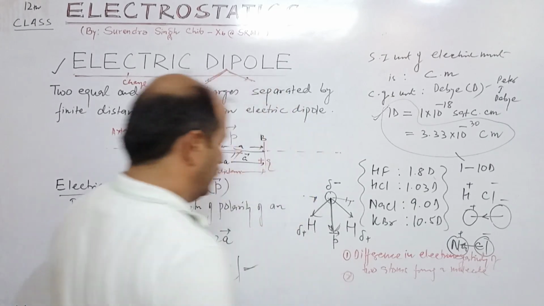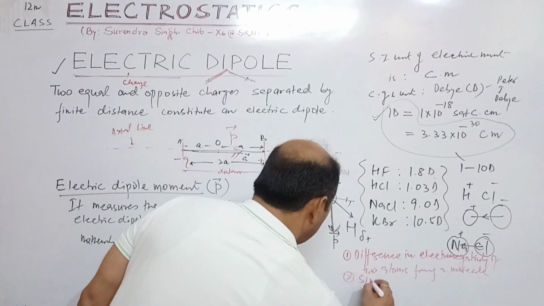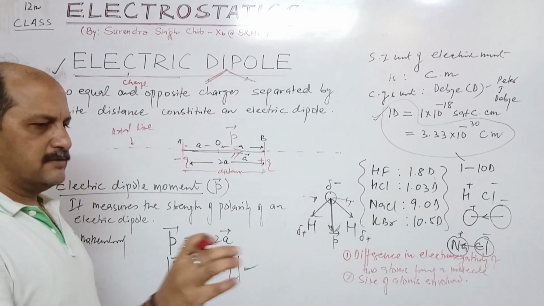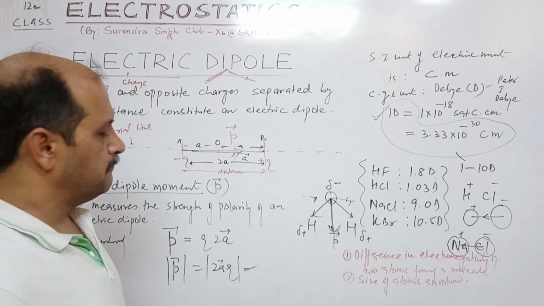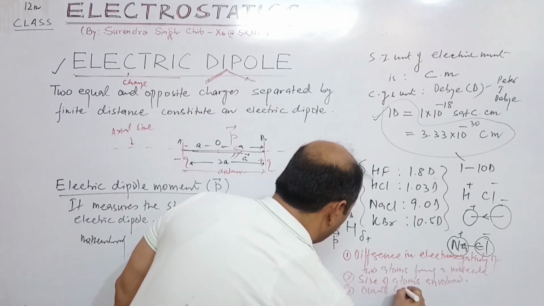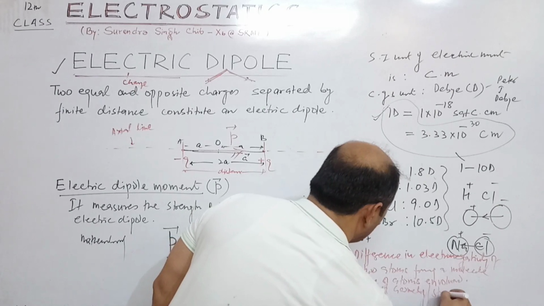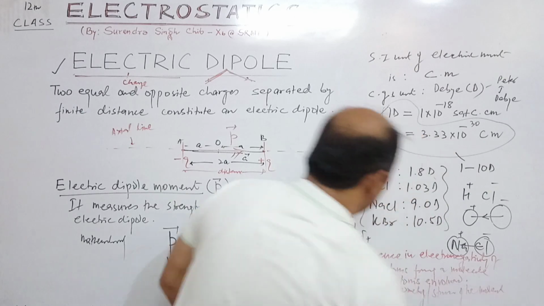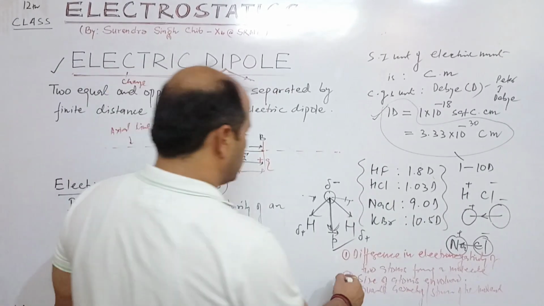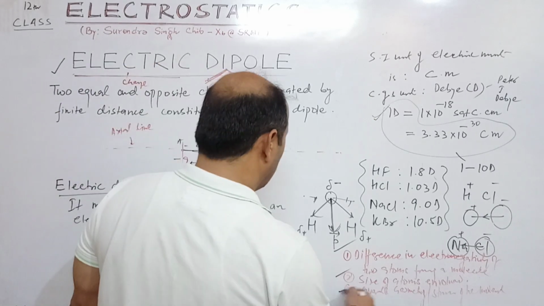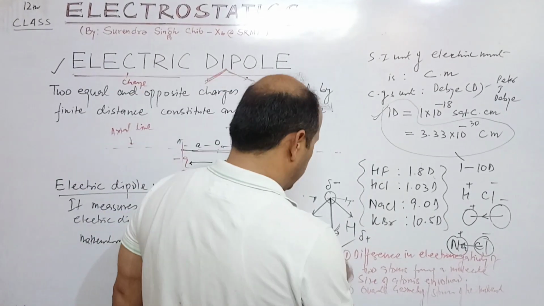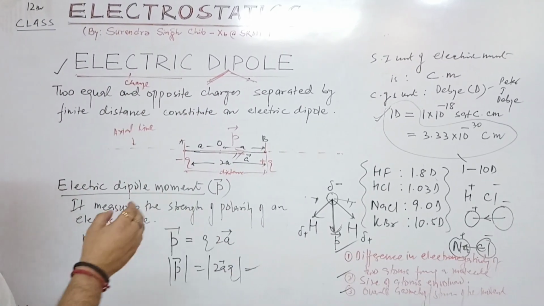दूसरा जो है, it depends upon the size of the atoms involved. Size also plays an important role in this. And the third one is the overall geometry, or you can say structure of the molecule. So dipole moment depends upon many factors. First is the difference in the electronegativity of two atoms forming a molecule. Second is the size of the atoms involved. And third is the overall geometry, or even structure of the molecule. These are the factors on which electric dipole moment depends.